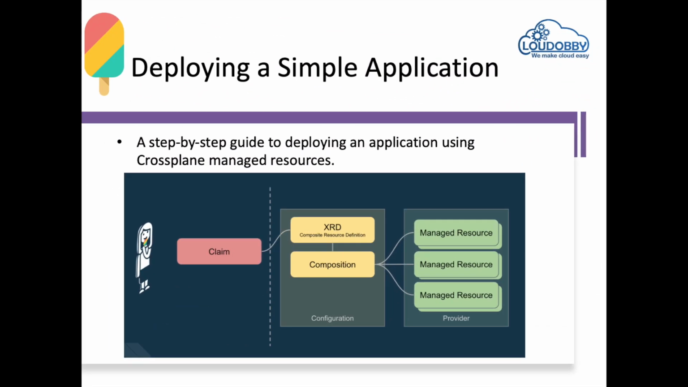Deploying a simple application. Let's walk through deploying a simple application using Crossplane. We'll define a managed resource for a database, create a composite resource for our application's infrastructure, and then deploy an application that uses these resources. This practical example will illustrate how Crossplane simplifies cloud resource management.